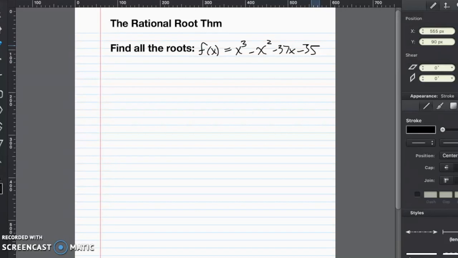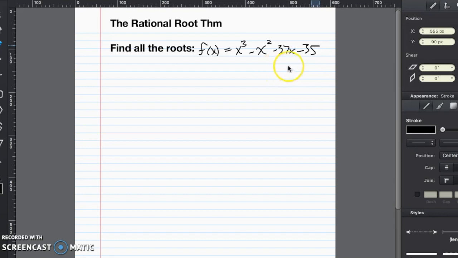Welcome back, mathematicians. Today I wanted to look at the rational root theorem. The rational root theorem is a way to narrow down the possible roots or x-intercepts for our function. So here's a function, here's an example. It may look like we can have infinite functions here, but really there's only a handful of functions that we can possibly have, right?